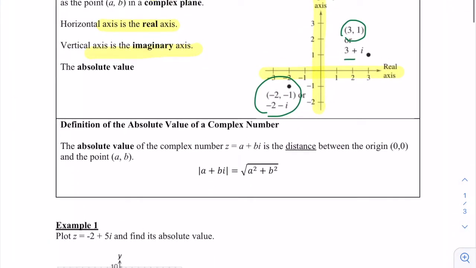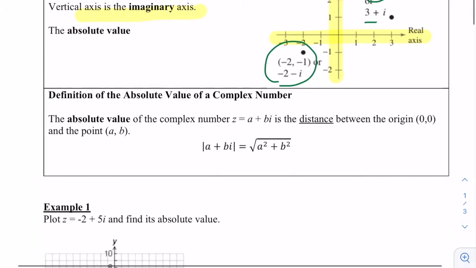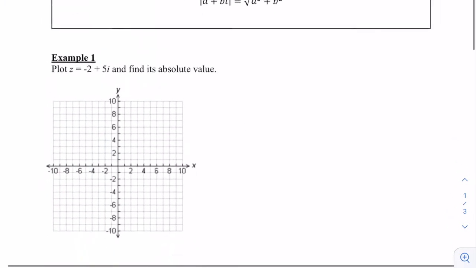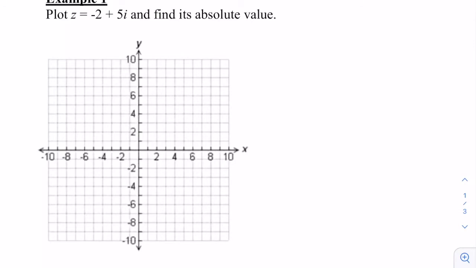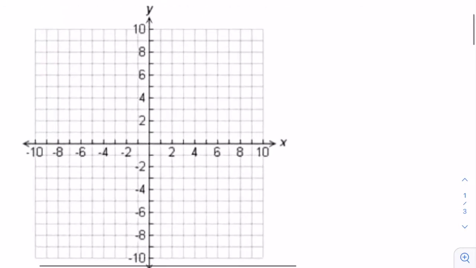Whenever we want to find the absolute value of a complex number, we're really just looking for the distance. So we can always just use the distance formula between the origin and the point a, b to find the absolute value. If we're going to plot the point negative 2 plus 5i, the real part's negative 2, so we go to the left 2, and then we go up 5. Let me graph that correctly here. So that's negative 2, 5.